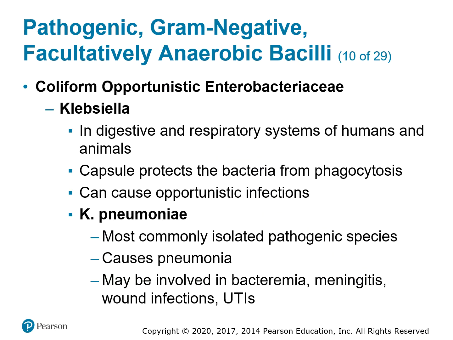All right, let's talk a little bit about Klebsiella. This is found normally in the digestive and respiratory systems of both humans and animals. It has a capsule that protects the bacteria from being phagocytosed. It can cause opportunistic infections, and one in particular we want to talk about is Klebsiella pneumoniae. This is the most commonly isolated pathogenic species. It causes a form of pneumonia. It may be involved in bacteremia, meningitis, wound infections, and urinary tract infections.